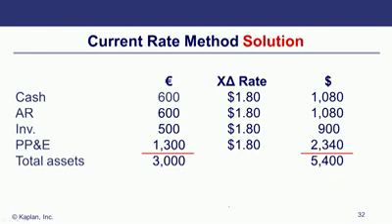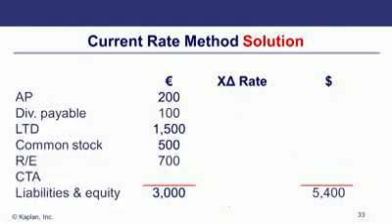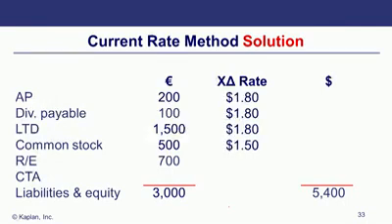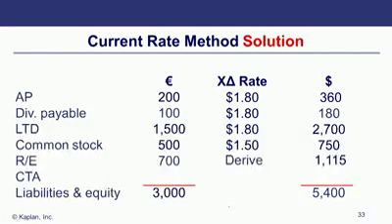Once you know assets, of course, liabilities plus equity must also total 5,400 in order for the balance sheet to balance. So let's convert the bottom of our balance sheet. Accounts payable, closing rate, 1.8. Dividends payable, closing rate, 1.8. Long-term debt, closing rate, 1.8. All of your liabilities are going to be converted at the closing rate. Common stock, additional paid in capital, remember it's historic, and in our example that's 1.5. Retained earnings, we're just pulling from our previous computation. We worked out our retained earnings earlier to be 1,115.